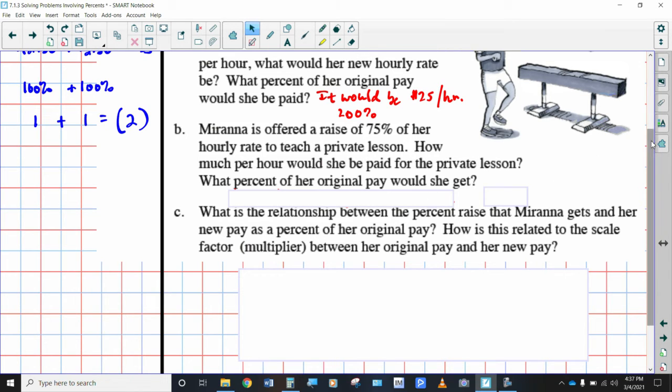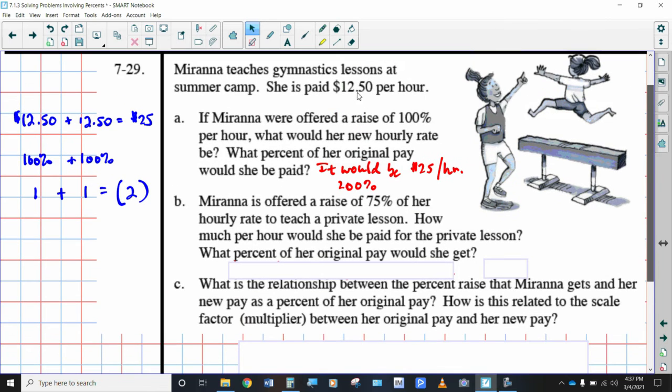And I'm pretty sure we're talking about this salary rate here, not this one. This one was if Marana were offered a raise of 100%. We're not saying she was offered that raise. This is what she makes right now, so use this as your base. Increase that by 75%. What percent of her original pay would she get? How much per hour would she be paid? See if you can figure that out.